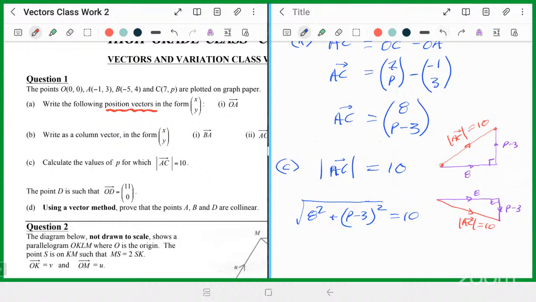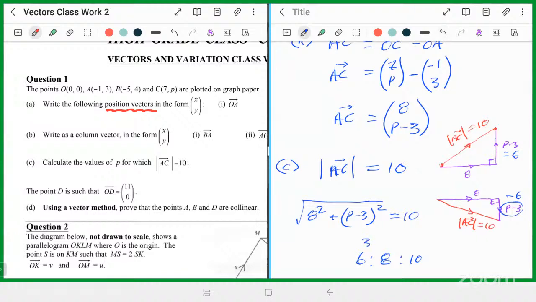Now, I can know a Pythagorean triple relating to these numbers. There's a Pythagorean triple, which is a 6, 8, 10 triangle. Those will be the sides of your Pythagorean triple triangle. So in other words, if the hypotenuse is 10, and this side is 8, then this side must be 6. But it can also be a negative 6. So looking at this, I could know that the P minus 3 is either 6 or negative 6 by knowing the 6, 8, 10 Pythagorean triple.